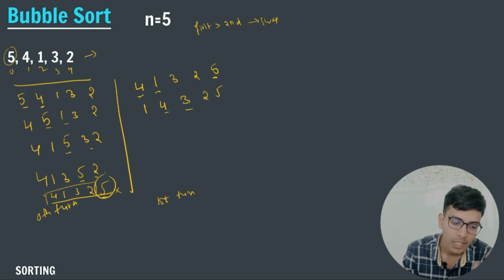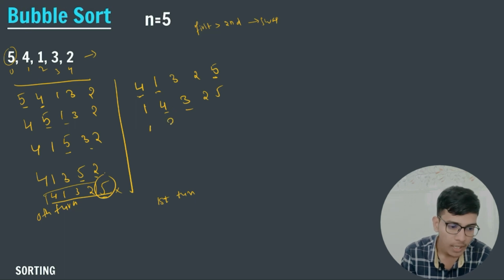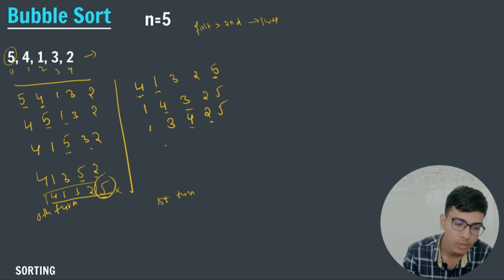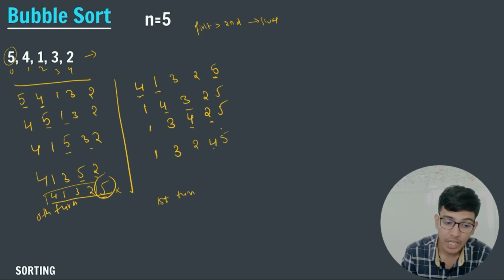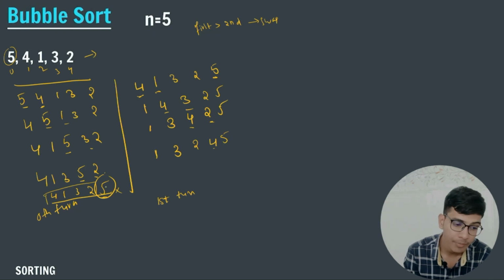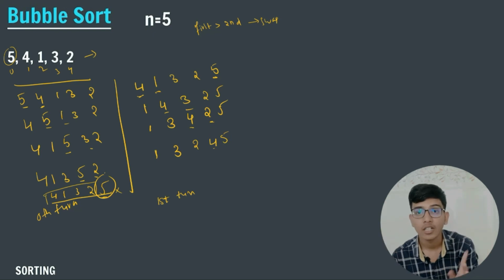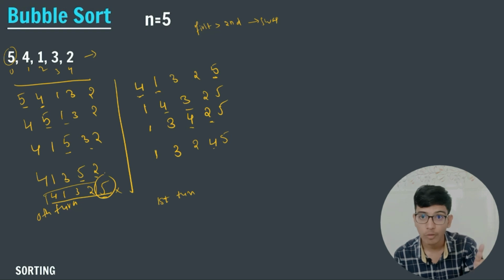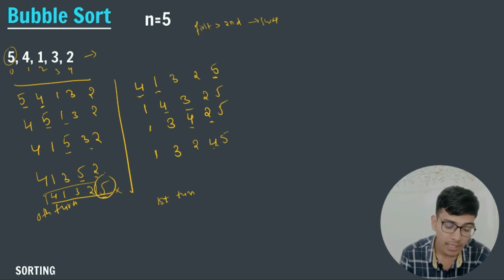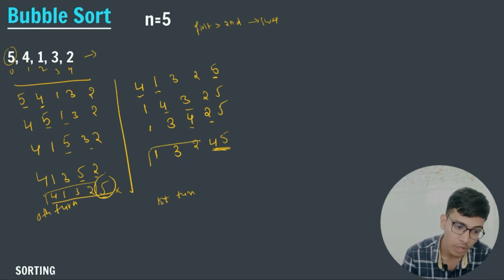After that, 4 and 3. Whether 4 is greater than 3, yes. If yes, then swap. After that, 1, 3, 4, 2, 5. And finally 4 with 2. Again swap: 1, 3, 2, 4, 5. Now I am not going to check 4 with 5 because I already know that my largest element is at the end. So these are my two sorted elements. Now I have to only check these three elements. So my first turn is completed.